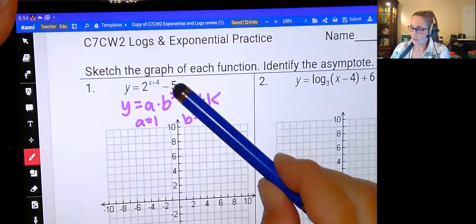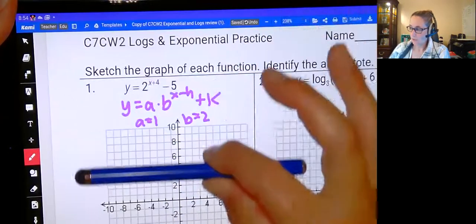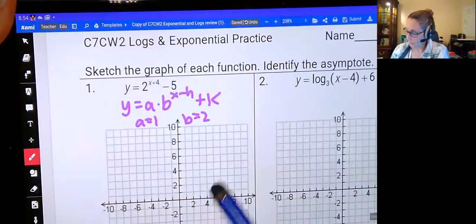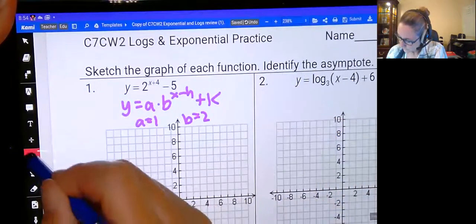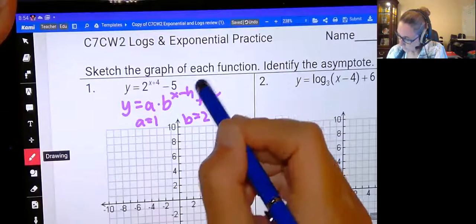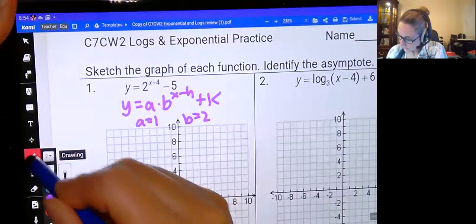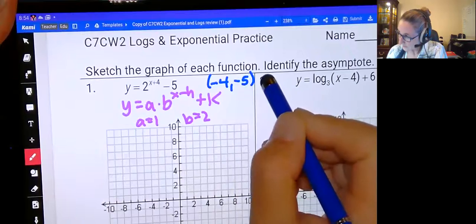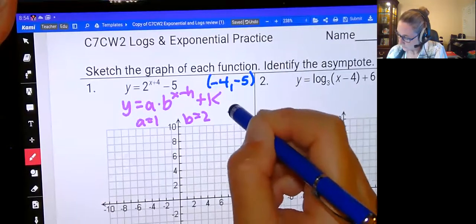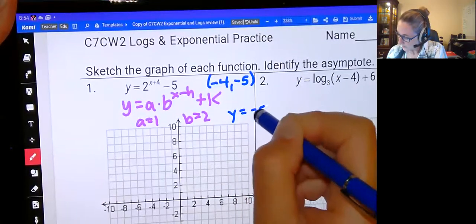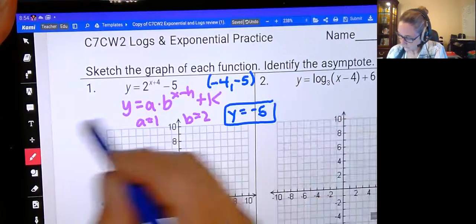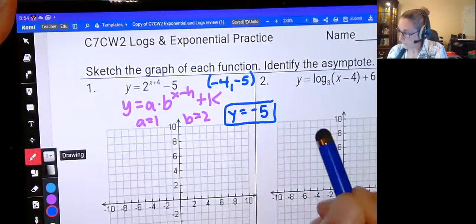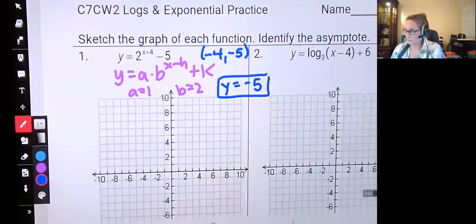And this minus 5 here, that moves my graph down 5. This x plus 4 moves my graph to the left 4. So if you want to think of a critical point or a locator point, that locator point is going to be -4, -5. And you're going to have an asymptote down at y equal -5. Let me just clean that up. Y equal -5. So that's where your asymptote is going to go.